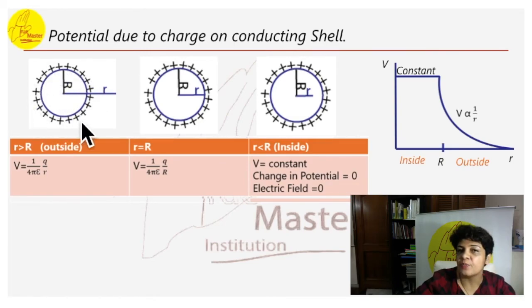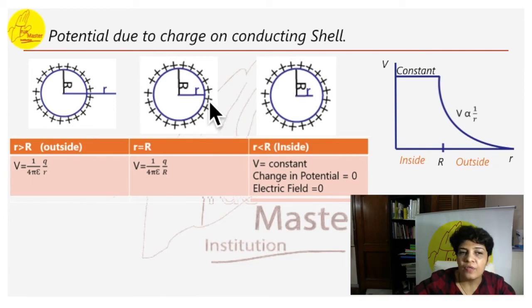So that's the basic difference between a shell and a sphere. Here, when the point charge is outside the shell, the derivation and the formula will be the same as the potential of a point charge. That is, potential equals 1 by 4 pi epsilon naught q by r. In the second case, when small r is equal to capital R, that is, the point is on the surface, the rest of the formula remains the same as for a point charge, except small r is replaced with capital R. So this becomes the formula in case the test charge is placed on the surface.